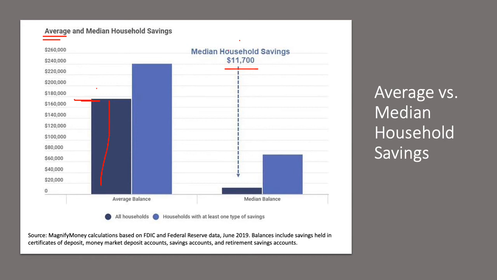Or you may represent it as U.S. household savings is extremely low. The median household savings rate is $11,700. Notice with the same data set, we can tell completely different stories. Now, when to use mean versus median will be a distinction we'll make in a slide or two.